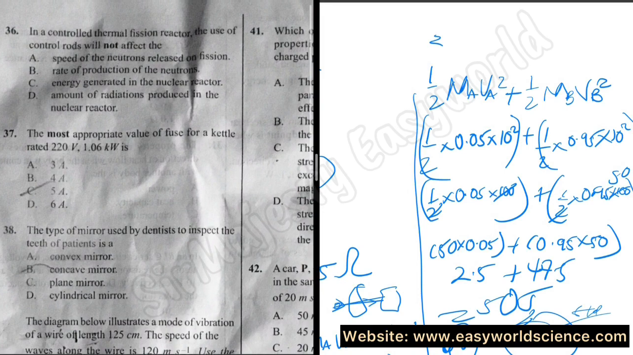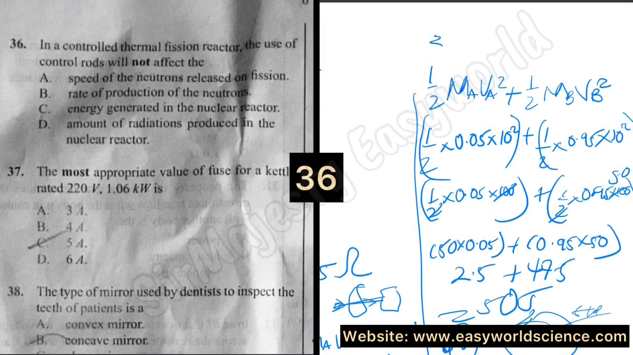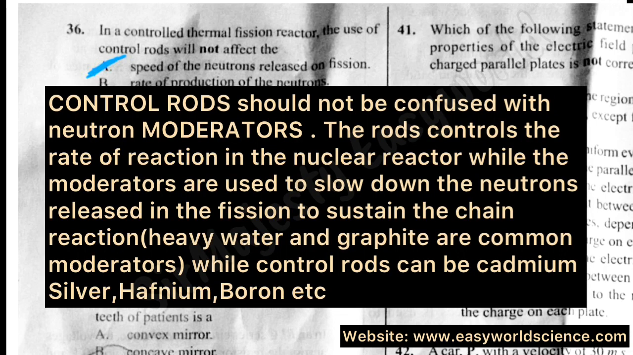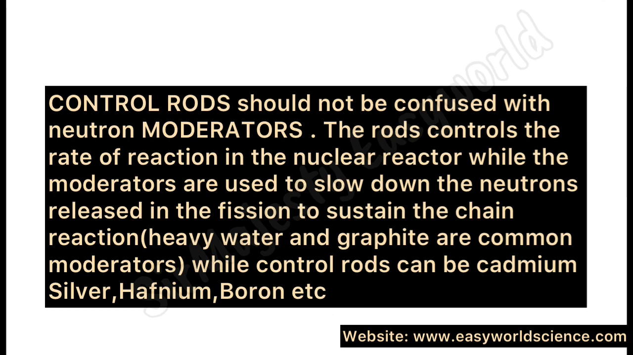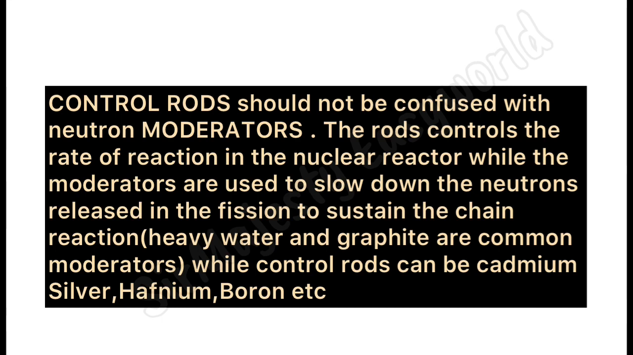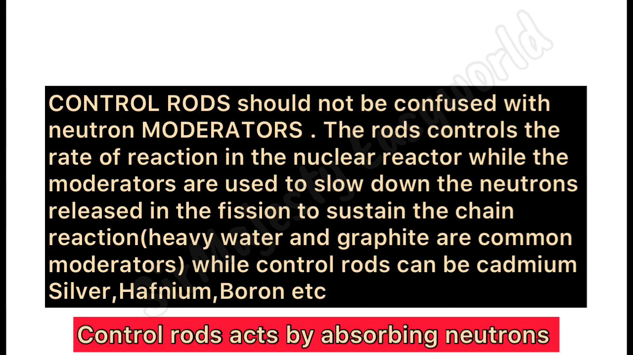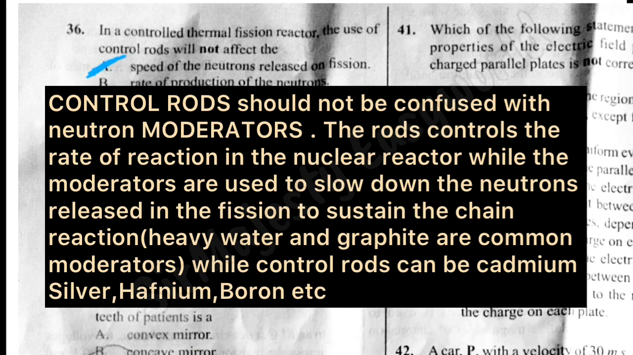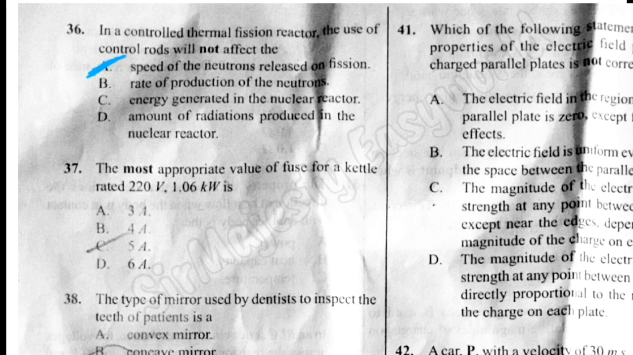So the next question says, in a controlled thermal fission reactor, the use of control rods does not affect the... The correct answer to question 36 is option A. Control rods are not neutron moderators. The neutron moderators help to slow down neutrons produced by the fission to sustain the chain reaction, while control rods are actually used to control the rate of the reaction inside the reactor. So control rods, mainly hafnium, other metals, and boron, are used to control the rate of the nuclear reaction inside the reactor, but the speed of the neutrons is controlled by the neutron moderators, which are commonly heavy water, that's D2O, and graphite.